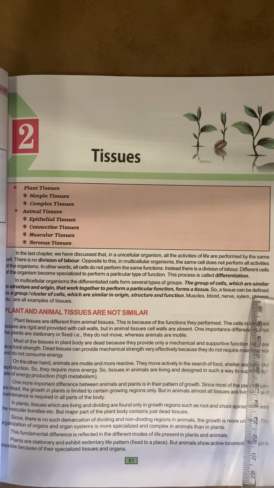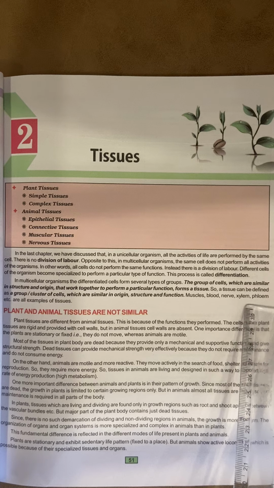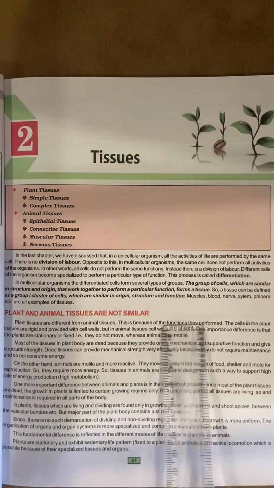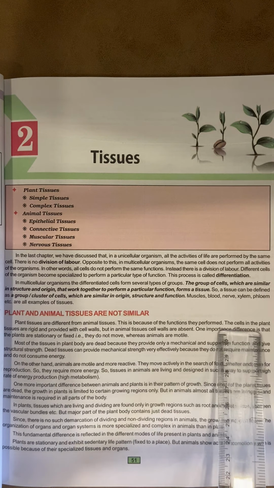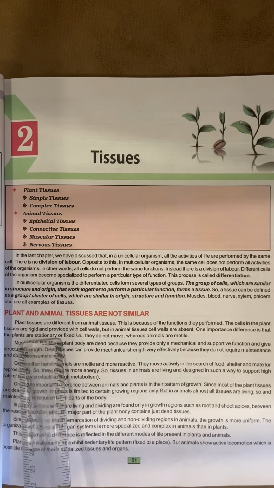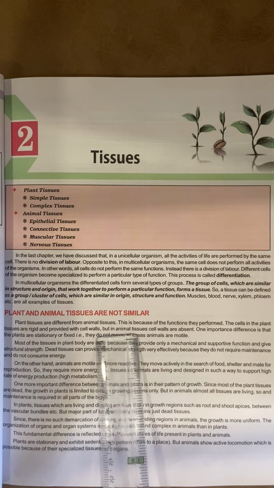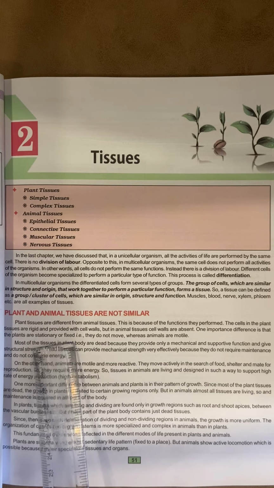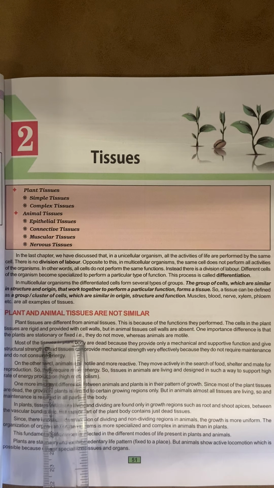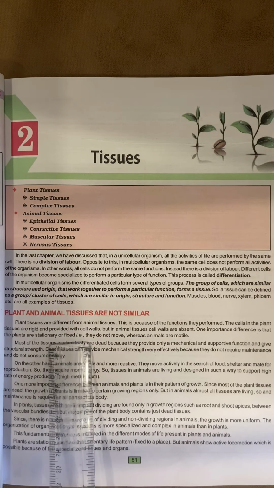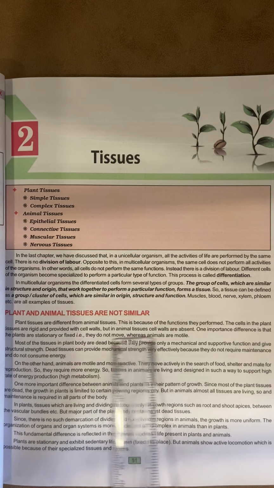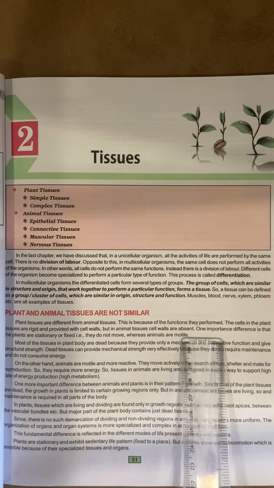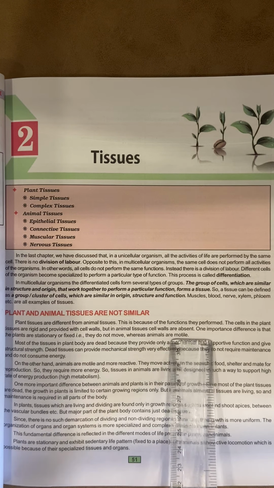Now talking about the differences in the plant and the animal tissues, children, they are very different. This is because of the functions they perform. So the cells in plant tissues, as discussed in the previous chapter, are rigid and are provided with cell walls, whereas animal cells do not have. An important difference is that the plants are stationary, are fixed because they are capable of manufacturing their own food. They've got autotrophic mode of nutrition, so they do not need to move. Whereas animals are dependent, so they have to move in search of food and shelter. So we say that the animals are motile.